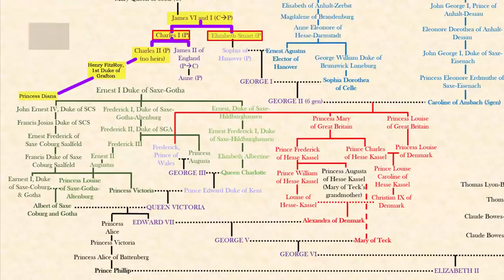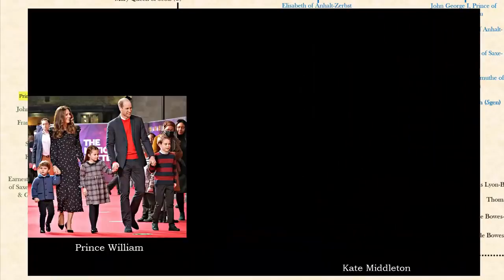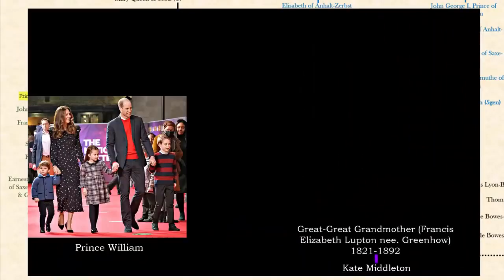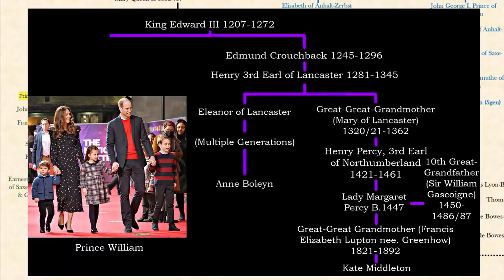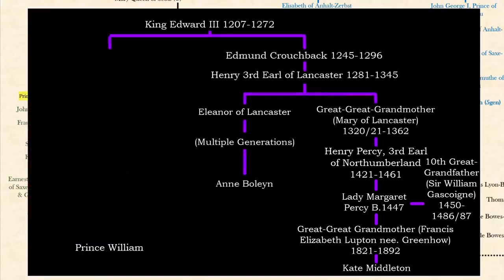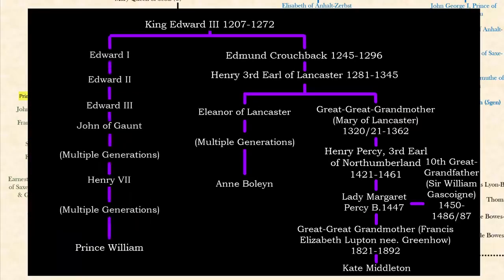And how related are Prince William and Kate Middleton? Well, her great-great-grandmother, Frances Elizabeth Greenhow, was the 10th great-granddaughter of Sir William Gascoigne, a Yorkshire knight who died in 1487. He married Lady Margaret Percy, the fourth and youngest daughter of Henry Percy, Earl of Northumberland. The Earl descended from King Edward III through both his parents, and this makes William and Kate 14th cousins once removed through his mother, and 15th cousins through his father.